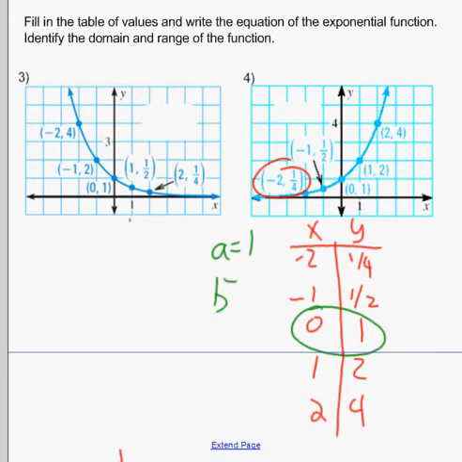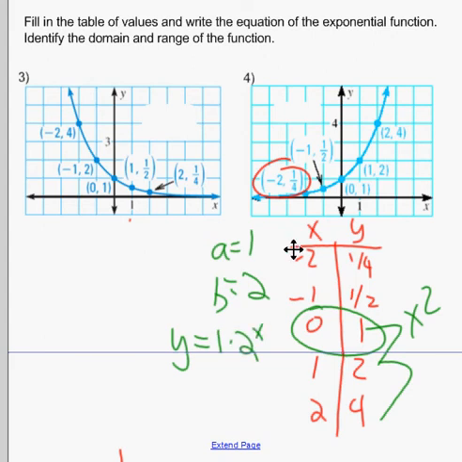The way I find B is I have to look at the relationship for the Y's. What am I doing each time? If I look at that graph, I see that the curve is going up. I know my number has to be greater than 1 because this is exponential growth. So I need to figure out, how do I go from 1 to 2? How do I go from 2 to 4? Okay? And I'm multiplying by 2. So my B value is 2. All right, so because A is 1 and B is 2, my function is Y equals 1 times 2 raised to the X. Okay, if you don't understand that, please go back and rewatch what I just did.